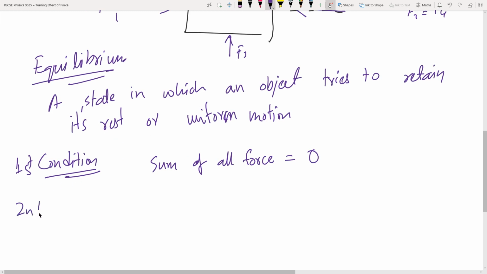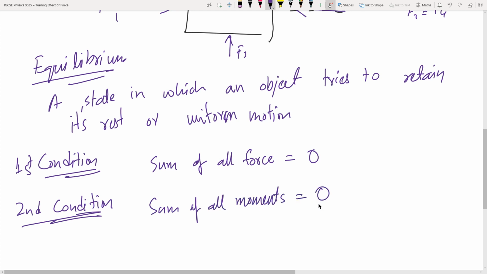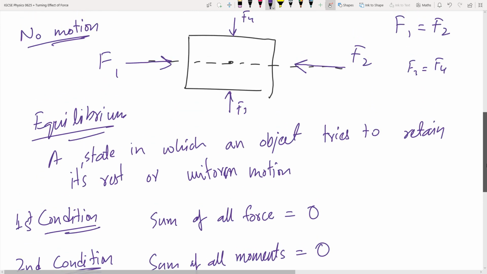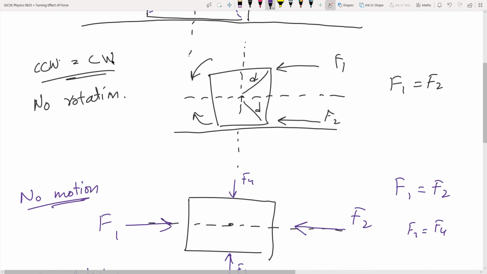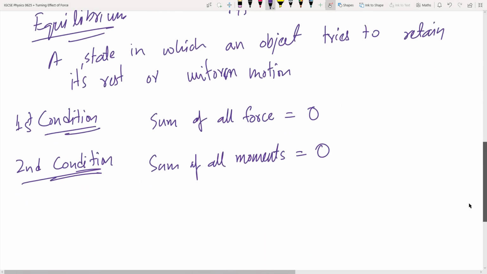Now there is the second condition, and that refers to the sum of all moments being equal to 0, which is the case right over here, that the sum of both clockwise and anti-clockwise moments were equal to 0. They cancel out each other, so there was no rotation. So these are the two conditions of equilibrium, which you need to understand, that the sum of all forces must be 0 and the sum of all moments must be 0, right?